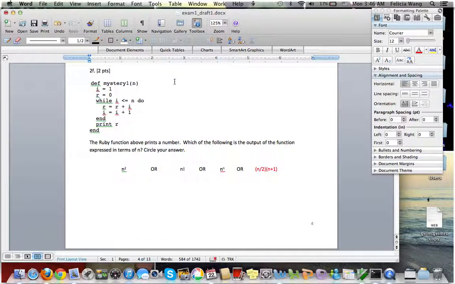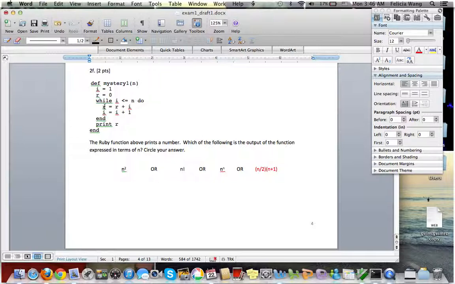Okay, so the last one, 2f. So this is basically a mystery function that you need to trace and then decide what it does. So if we were to go ahead and trace this right now, i equals 1, so something initialized at 1. r equals 0, we have no idea what it is now, but it is starting at 0. We implement a while loop here in which i is less than or equal to n. We're going to continue doing this.